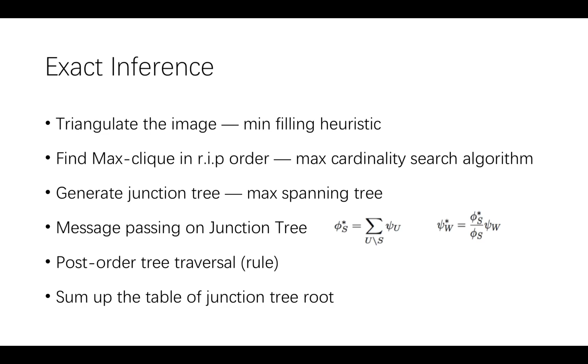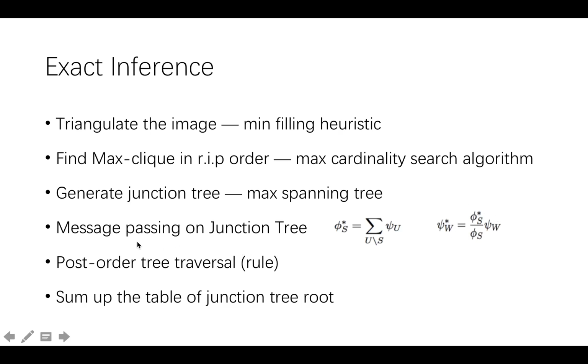Because it's in RIP order, I can generate the junction tree by connecting the current node with the previous node which has the max intersection with the current node. That is because it obeys RIP order, so we can do that to generate a correct junction tree. So after we got the junction tree, we do the message passing on that. If I want to pass a message from U to W, I need to use this formula to update the table of W. The formula for phi S is to sum up all the nodes except the separator of U, and then multiply by the original table of W, then we get the updated W table.